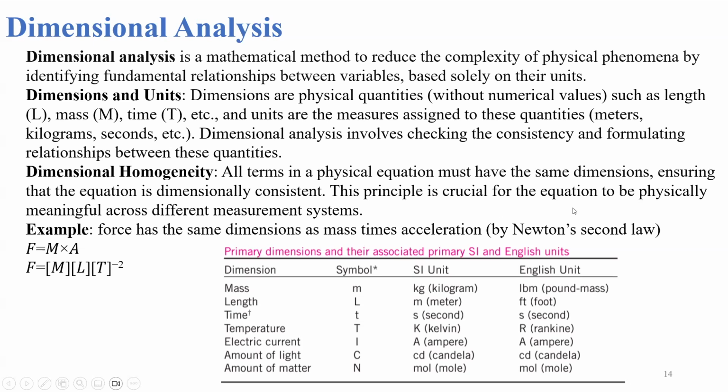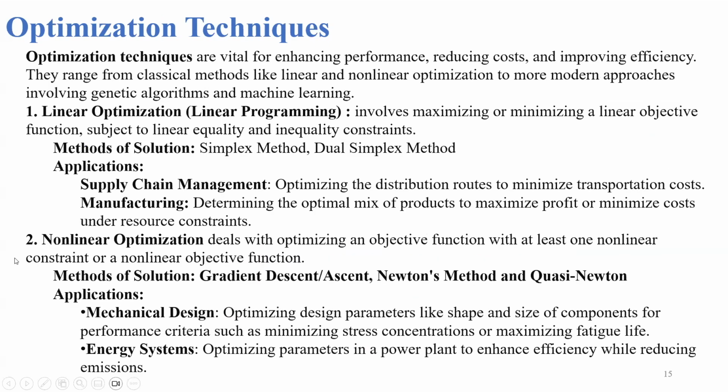This principle is crucial for an equation to be physically meaningful across different measurement systems, whether it's CGS system, FPS system, MKS system, in units, doesn't matter. So, for example, force has a dimension of mass times acceleration by Newton's second law, which can be derived into the fundamental or primary dimensions of mass, length, and time. So we want to be consistent when we solve Newton's equation numerically and so on.